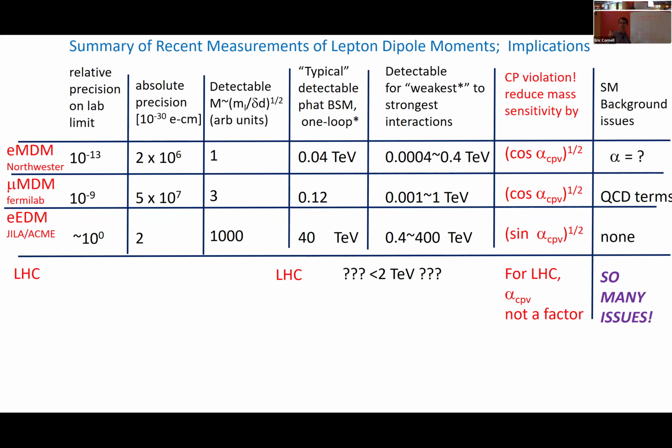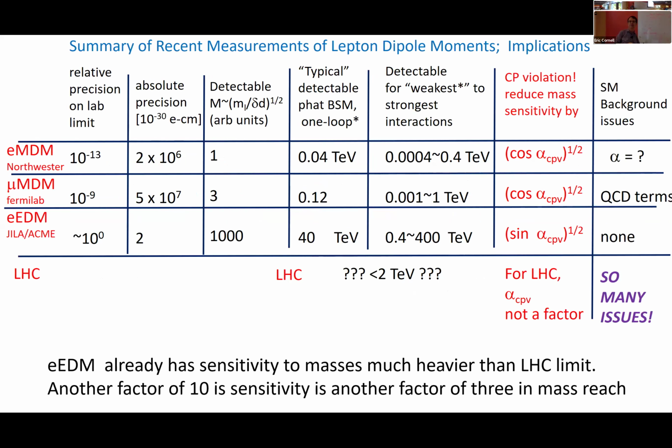So far, this has brought you up to date through about 2 years ago. We already have sensitivity, depending on models, which is quite a bit better than the Large Hadron Collider limit. If we could do another factor of 10 in sensitivity, that would give us, in a very model-independent way, whatever your model is, if you do another factor of 2 in sensitivity, you get another factor of 3 in mass reach.